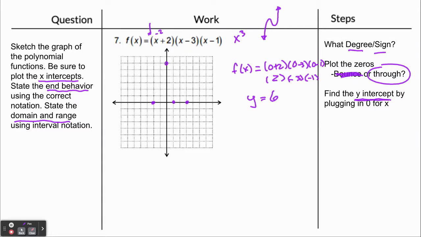So now I'm going to go ahead and sketch it. Again, I know my general look here because of my degree and sign. And there's my sketched graph. And the last couple of things, we've got to do end behavior and domain and range. So let's use the correct notation for end behavior.